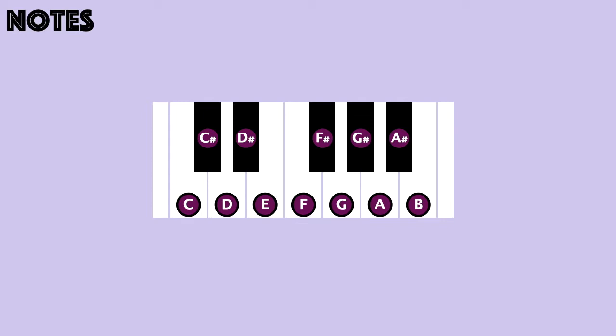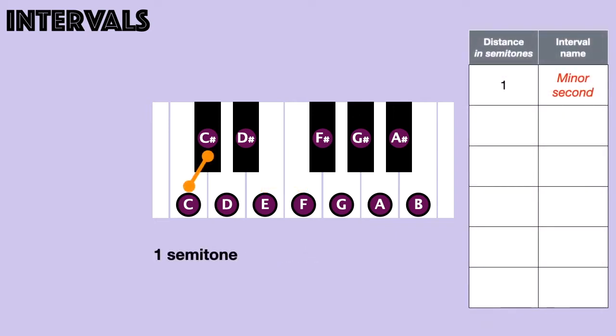But notes alone do not make music. The first step to understand how music is built is to learn how individual notes are related to each other. If we take any 2 neighboring notes in the piano, we say they are 1 semitone apart. For example, C and C sharp are 1 semitone apart, as well as E and F, as they are neighboring notes in the piano keyboard. If 2 notes are just 1 semitone apart, we say there is a minor second interval between them.